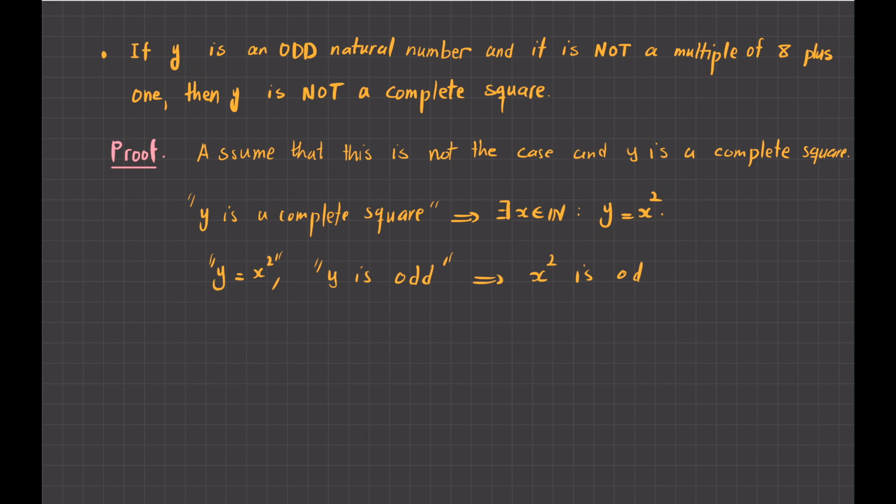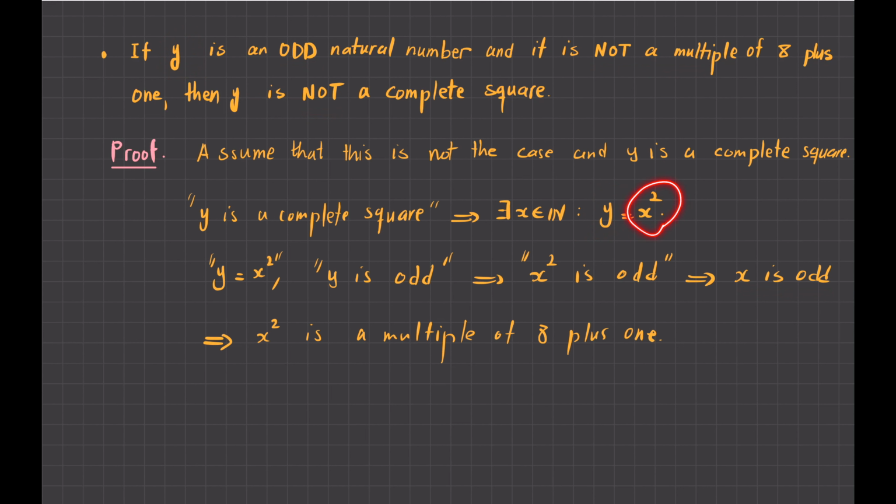But do you remember? In the previous page, we just showed that if x squared is odd, we can conclude that x is odd. And again, in the previous page, we learned that if I have an odd natural number, then its square is a multiple of 8 plus 1. So this means that x squared is a multiple of 8 plus 1.